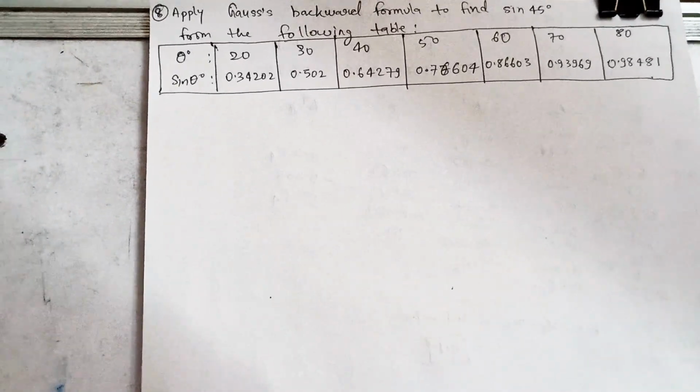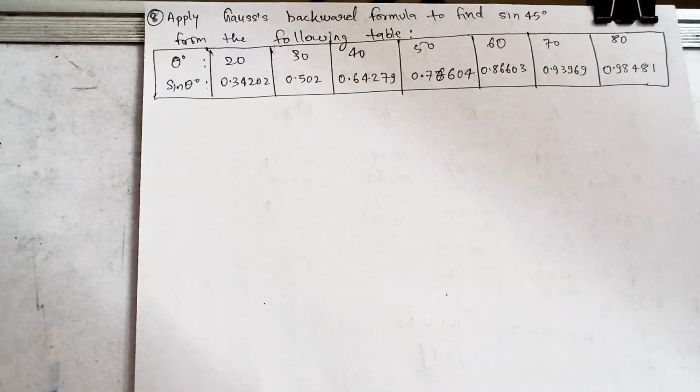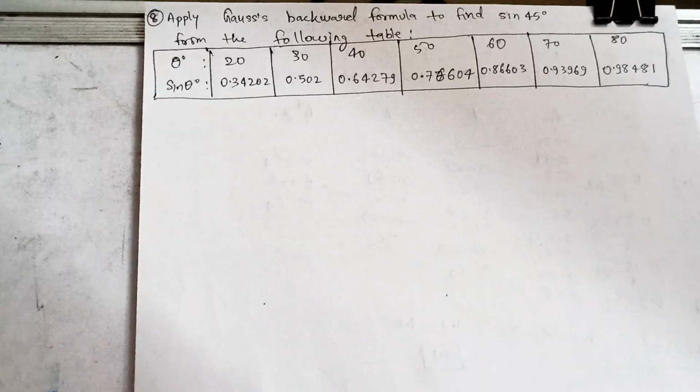Hello friends, in today's video I'm going to tell you about another example from the Gauss backward formula. In this example we have a given question: apply Gauss backward formula to find sine 45 degree from the following table.